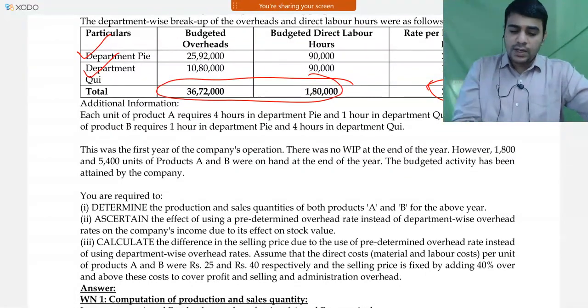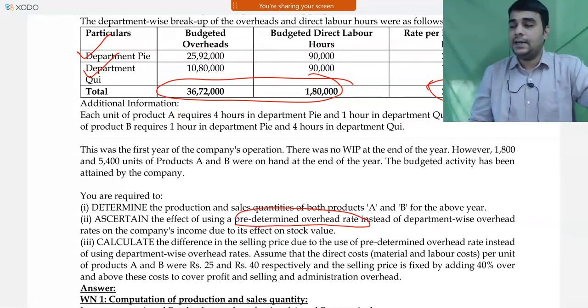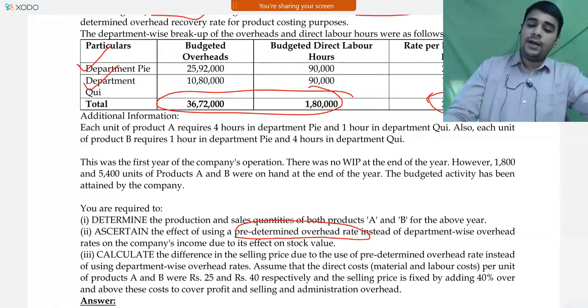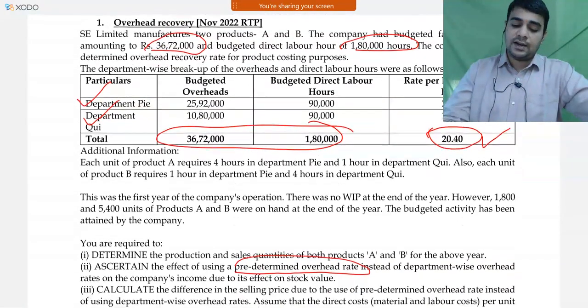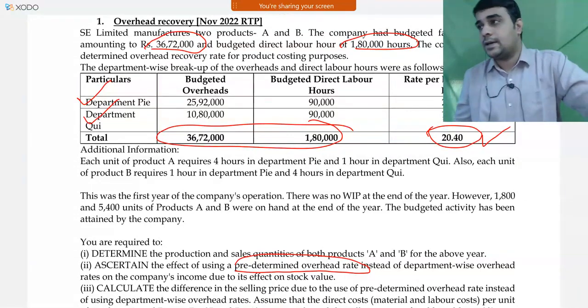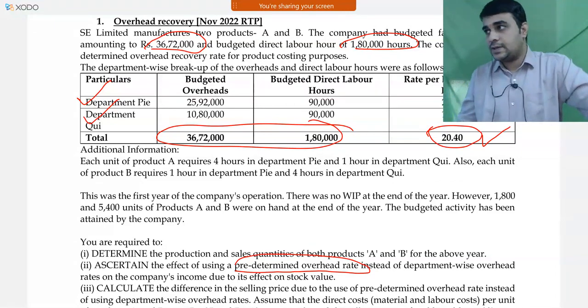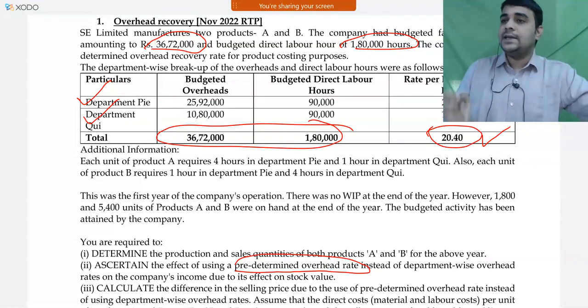Second, they are asking, what is the effect of using a predetermined overhead rate instead of department-wise overhead rate on the company's income due to its effect on stock value? That is, we have gone ahead and used a single recovery rate of 20.4. Instead, we could have gone for a department-wise recovery rate. The department-wise recovery rate is more accurate, but the organization has followed a single recovery rate.